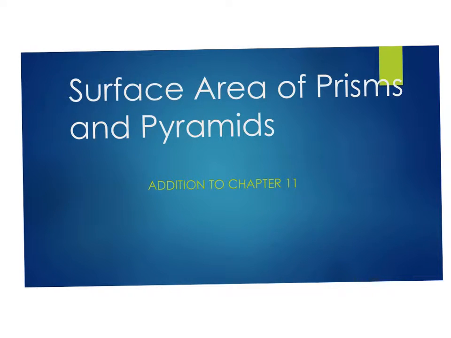Okay, so this is in addition to chapter 11. We've already talked about the volume of prisms and pyramids. Today we're going to cover the surface area. Now this one's going to have a lot of formulas. Tomorrow when we cover cones and cylinders, it's a lot easier. But this one, because there's so many different types of prisms and pyramids, is a little bit more challenging.